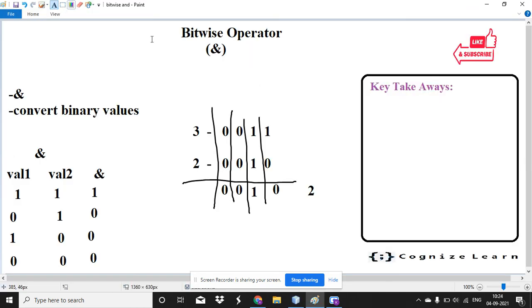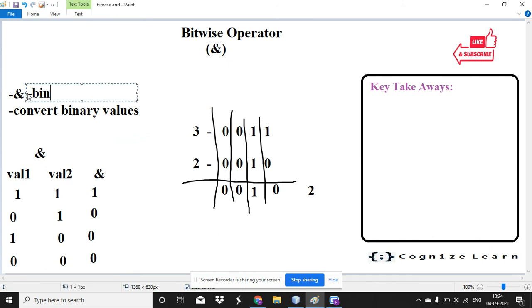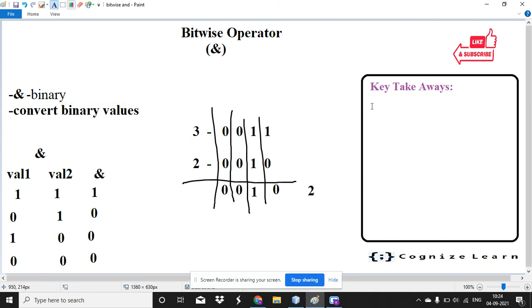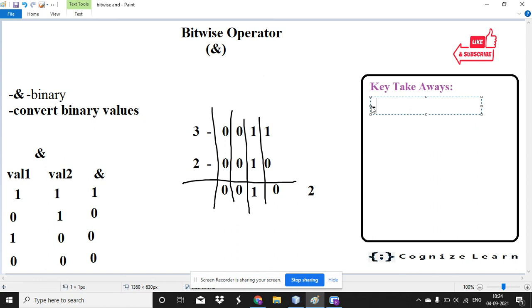Fine. And this bitwise operator is a binary operator. What do you mean by binary operator? It needs two operands for its functioning. It is a binary operator because it needs two operands. And the key takeaways: the operator used is a single ampersand, and it is a binary operator.